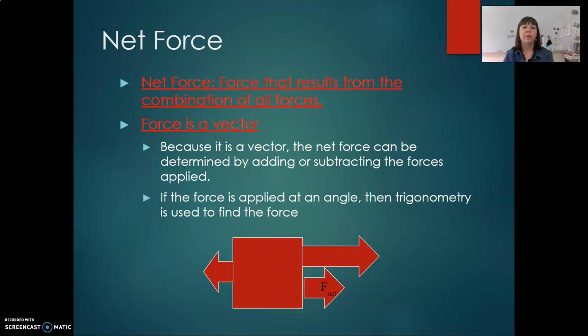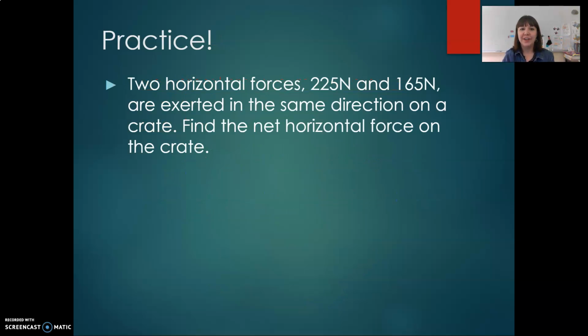So when we look at all of our forces, we can combine them the same way we did displacement. If they're going in the same direction, so if we've got two people pushing on a desk trying to move it across the floor, then their forces will add together. If they're pushing against each other, then their forces will be subtracted. And if they're at angles, then we use our good old-fashioned trigonometry to figure that out.